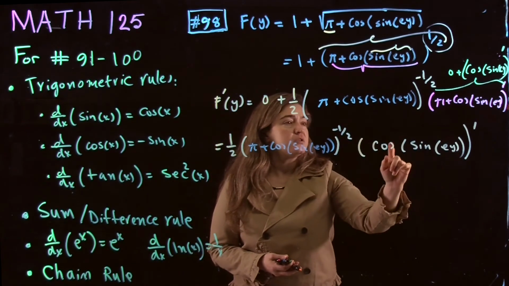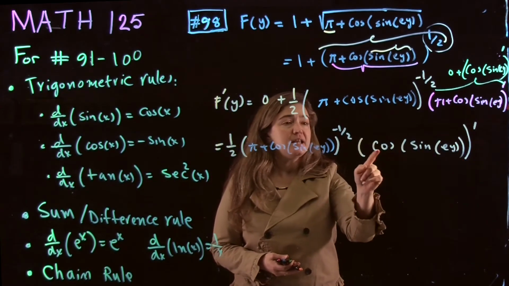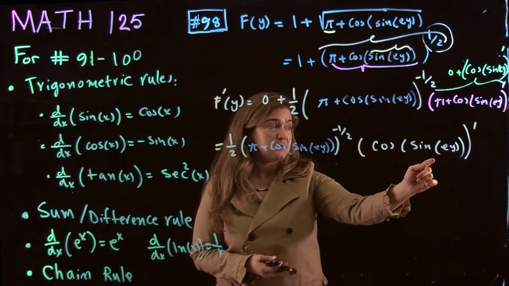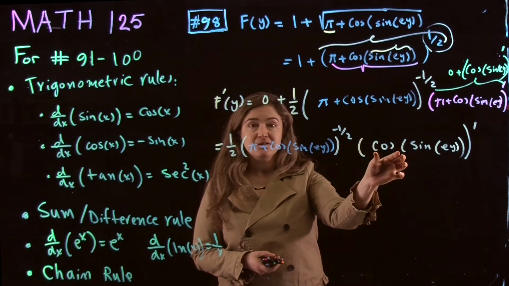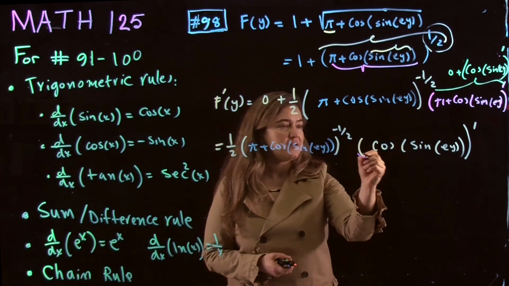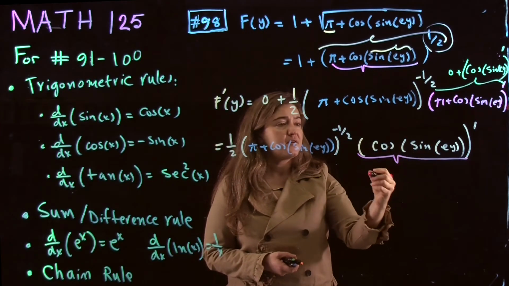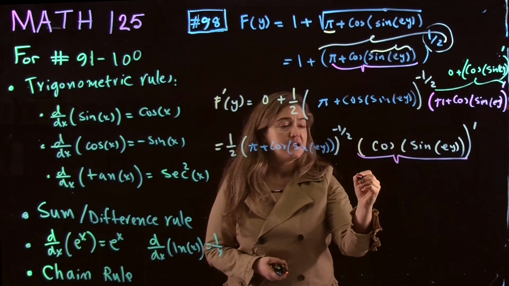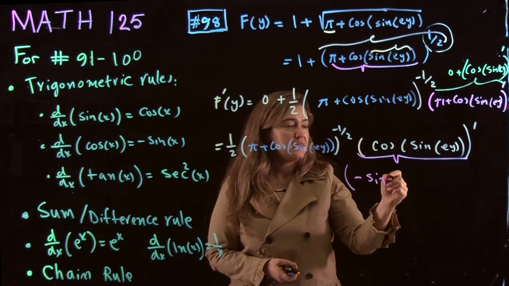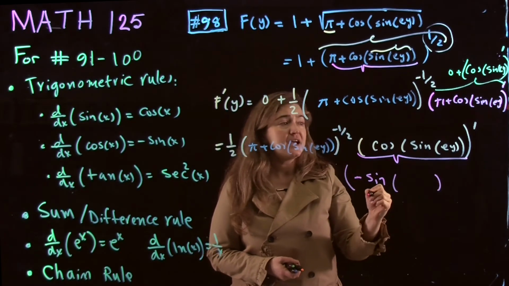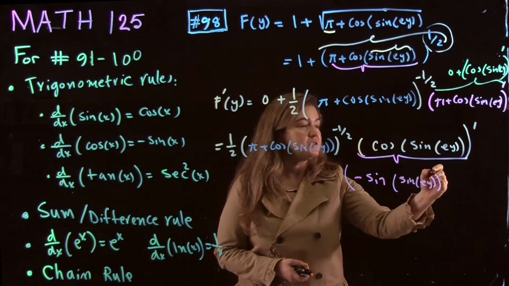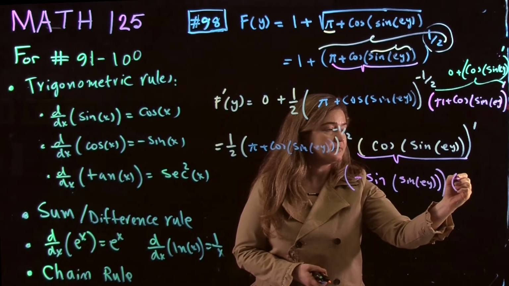How do we compute the derivative of cosine of sine of ey? There's another chain rule within this. Cosine is the outside function, sine of ey is the inside function. So that will turn out to be the derivative of the outside, cosine. The derivative of cosine is negative sine. Negative sine, and the inside does not change, then times the derivative of the inside this time.